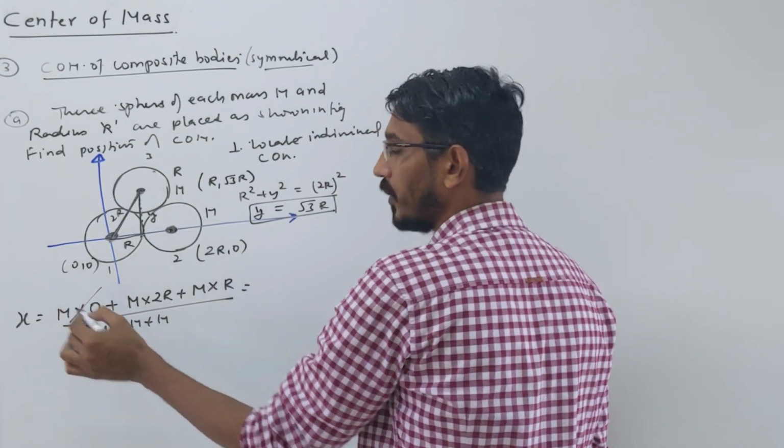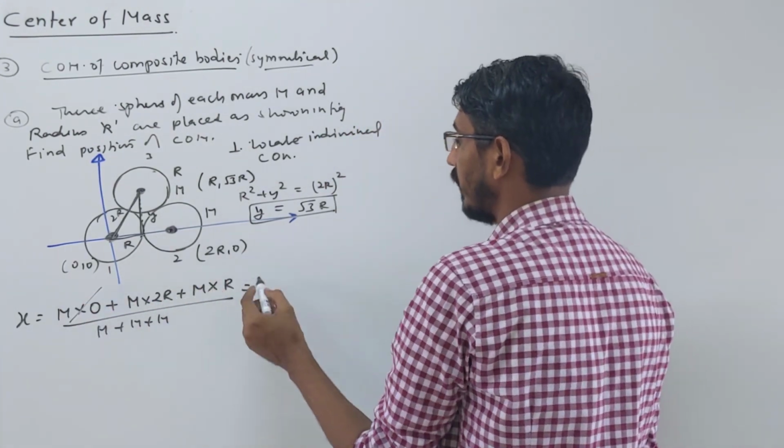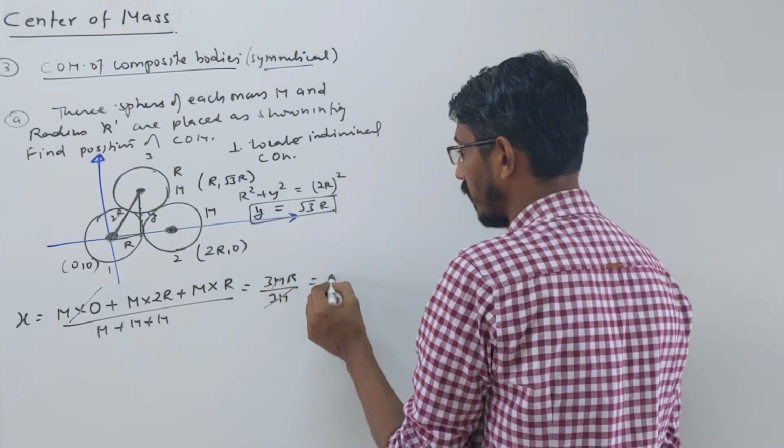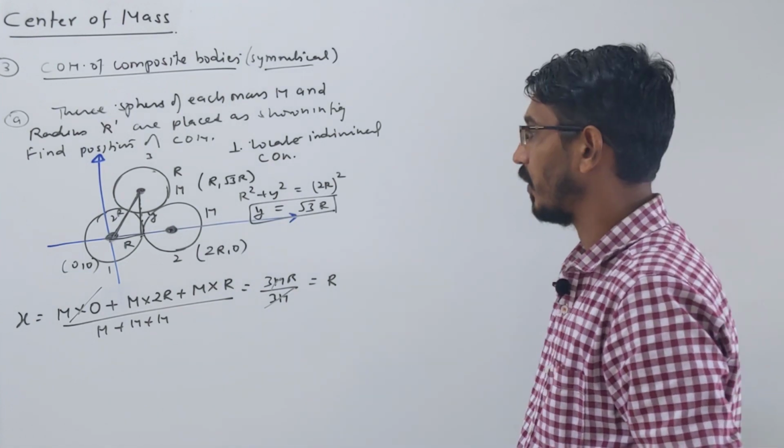Okay, that term is 0. 2r mr, so 3mr by 3m, so that coordinate becomes r itself. Okay, that's the x coordinate.